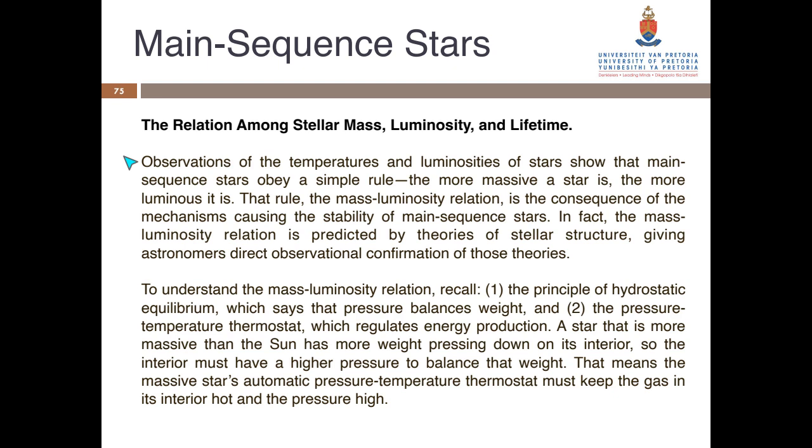To understand the mass-luminosity relation, recall firstly the principle of hydrostatic equilibrium, which says that pressure balances weight, and secondly, the pressure-temperature thermostat, which regulates energy production. A star that is more massive than the Sun has more weight pressing down on its interior, so the interior must have a higher pressure to balance that weight. And that means the massive star's automatic pressure-temperature thermostat must keep the gas in its interior hot and the pressure high.